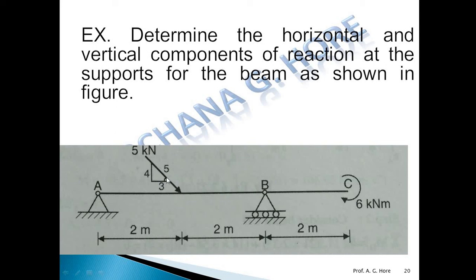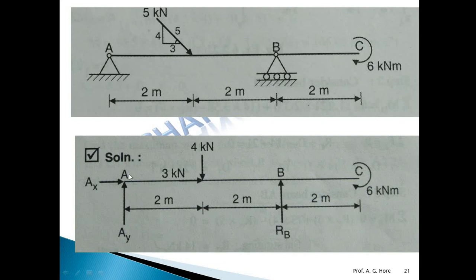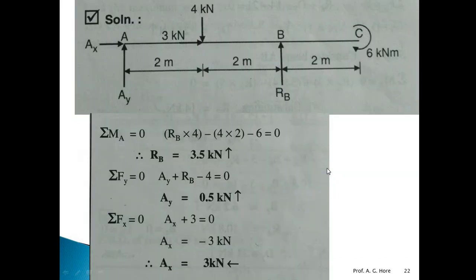So first of all find this angle. Baki all remaining things are very simple, because B is a roller support with only one reaction, and A is a hinge support, so 2 reactions. Very simple numerical. So 2 reactions at A, 1 at B. These are the horizontal and vertical components. After calculating 5 cos theta and 5 sin theta, that comes to 3 kilonewton and 4 kilonewton. Now apply the same summation Fx, Fy and moment equal to 0.